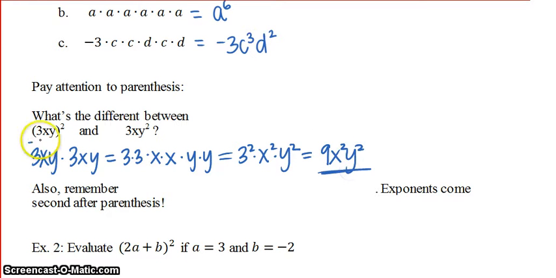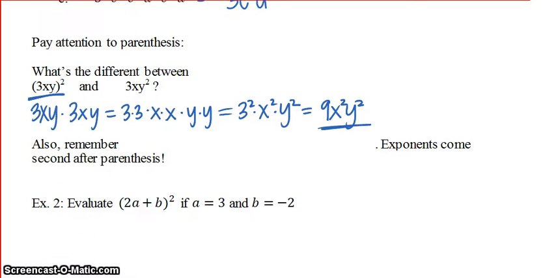So you see how this ends up being this, yet this looks very similar. Only the y is being squared this time, because what is the 2 touching? It's directly touching the y. Only the y is being squared for that one. Now also remember order of operations.